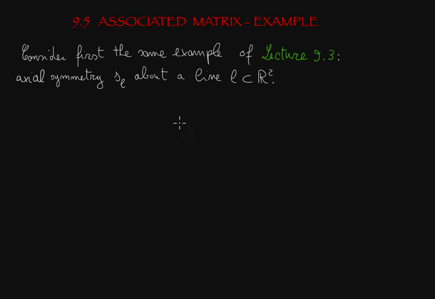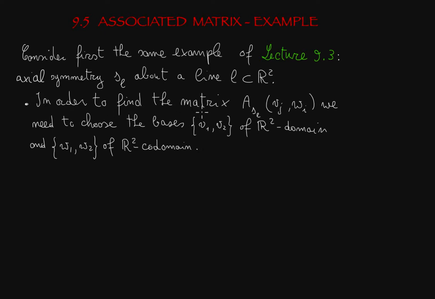Let's see an example of computing the associated matrix. The example will be in computing the associated matrix of the axial symmetry that we already saw in previous lectures. Consider first the same example of lecture 9.3, axial symmetry SL about a line L in R squared.